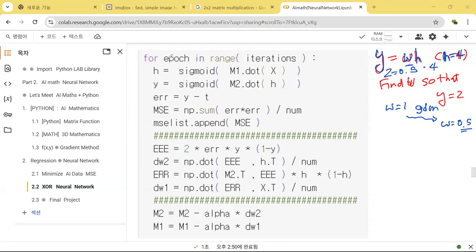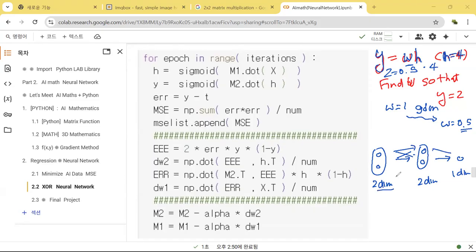So this code is for the XOR neural network. In XOR, the input is true and false, so a two-dimensional vector is the input. And then there is a hidden layer, which is also two-dimensional, H1 and H2. And finally, the output is one-dimensional, true or false. So anyway, this one is related to this one.